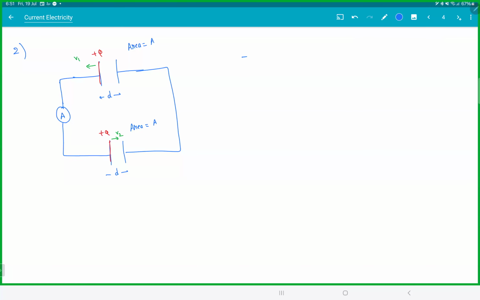Okay, so the positive plates started moving with V1 and V2 as shown. Negative plates are fixed. Now, if the plates are moving, the distance will change. If the distance changes, capacitance will change. Then the charges will change. Find the current in the ammeter.